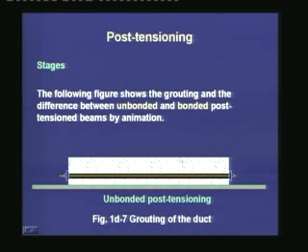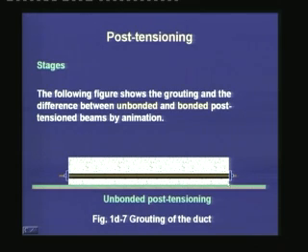Let me show this once again. In this beam, the annular space between the tendon and the concrete is free of any grout, and there is no direct stress transfer between the steel and the concrete along its length. The prestress is transferred only at the end anchorages.